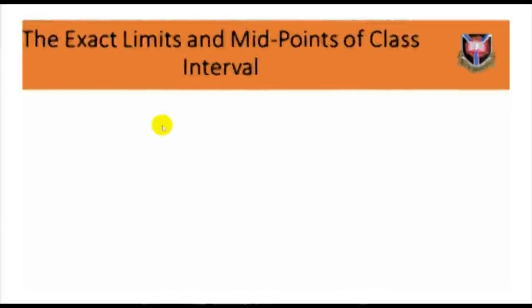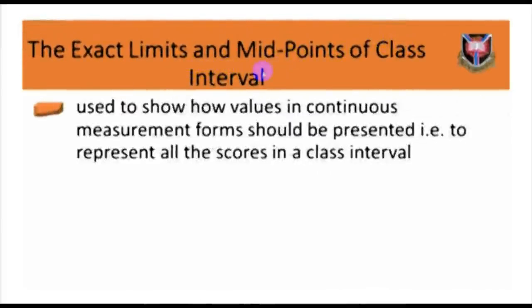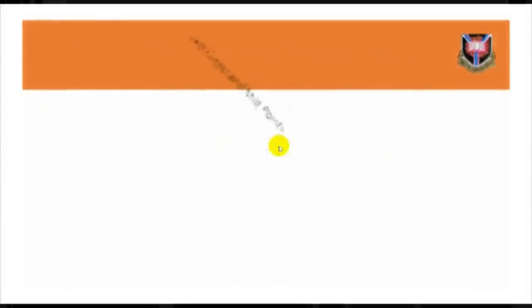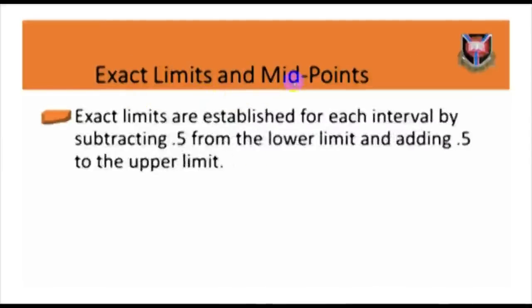The exact limit and midpoint of class intervals. In group frequency distributions, class intervals do not show how values in continuous measurement forms should be presented. This is because class intervals make provisions only for discrete measures. This study session will show how to correct this anomaly using class intervals. Exact limits of class intervals are as well used in group frequency distribution.